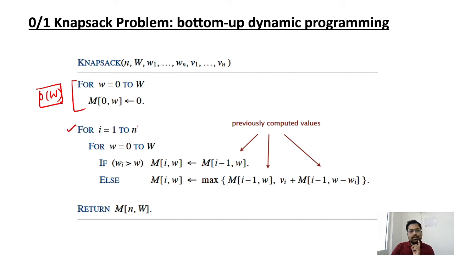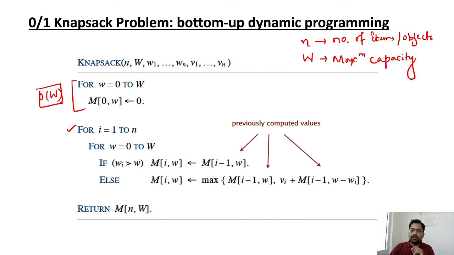Next is the for loop. We started with the number of items. N stands for the number of items, or the number of objects. W stands for the maximum capacity. I have already written that, but still I am writing capacity of knapsack.